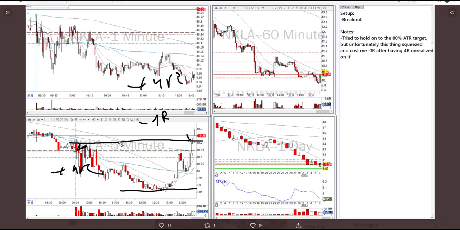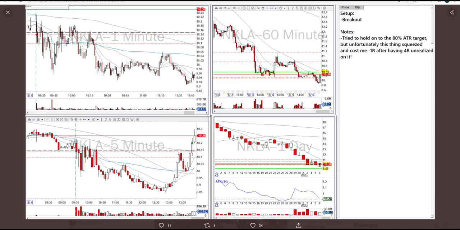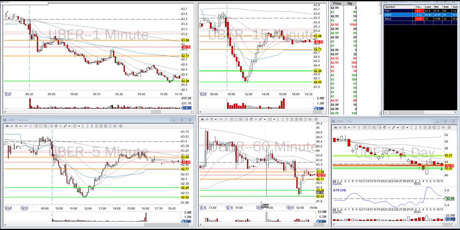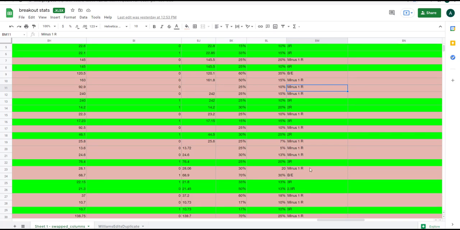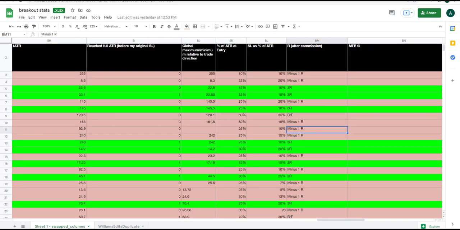Am I mad about this trade? I'm definitely not mad about it, because my target was down here. If this worked out, that would have been around a 10 to 11 hour trade. It didn't work out, it's totally fine. Why? Because my stats are telling me that my method around here is making me money in the long run.